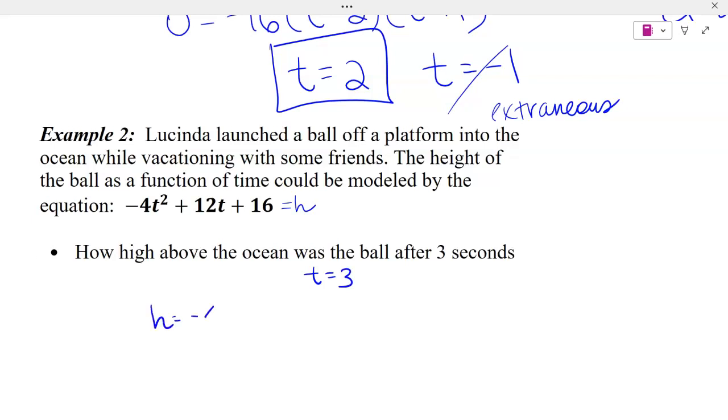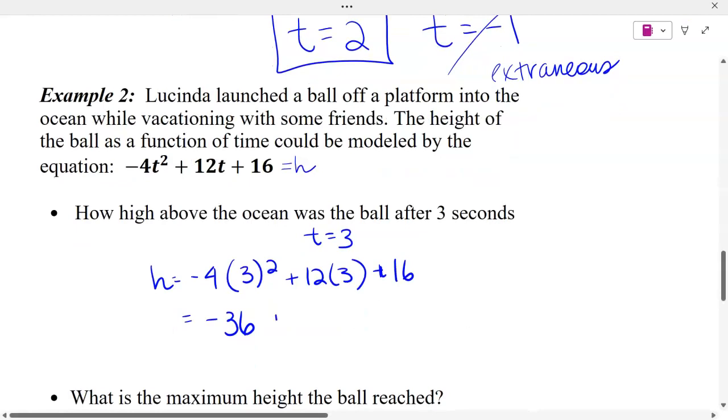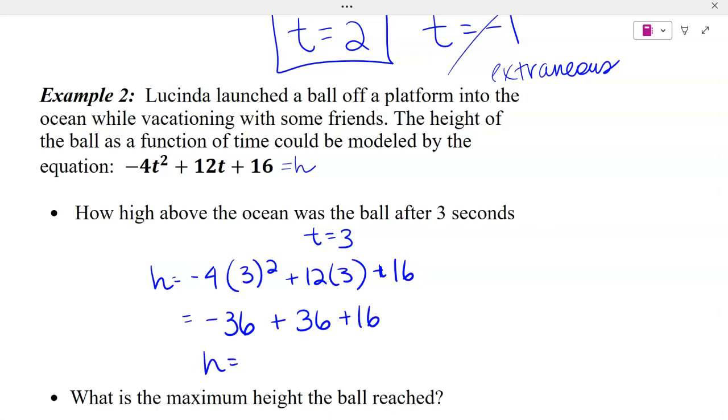So we have -4 times 3 squared plus 12 times 3 plus 16. So 3 squared gives us 9 times -4 gives us -36, plus 12 times 3 is 36, plus 16. So our height after 3 seconds is going to be 16 feet.